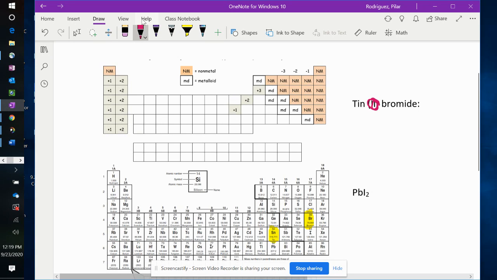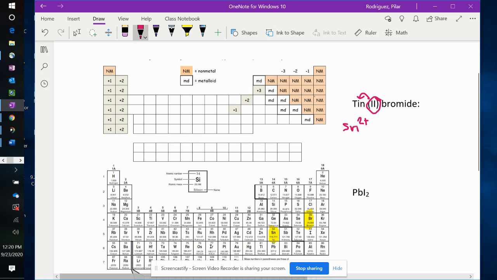Okay, so what's cool about when you have the name first is that the Roman numeral, whoops, sorry, that was really bad. Let me erase that. The Roman numeral automatically gives you the charge of the metal. And I know that tin is my metal, the first one there. So tin, Sn, is going to have a charge of 2 positive.